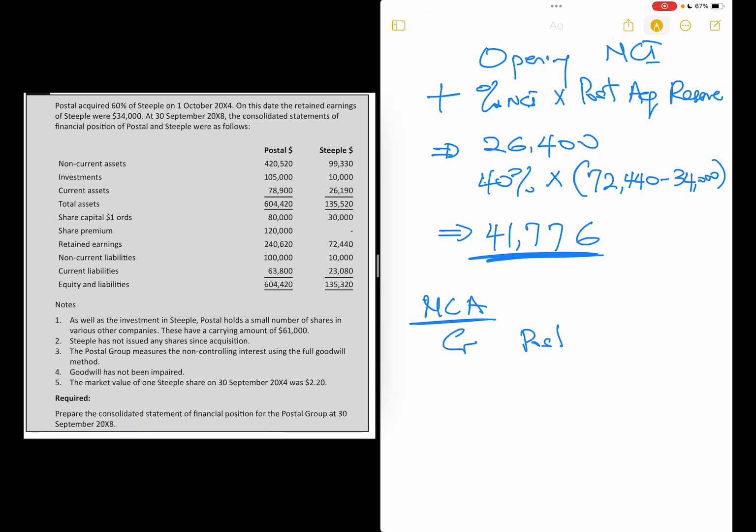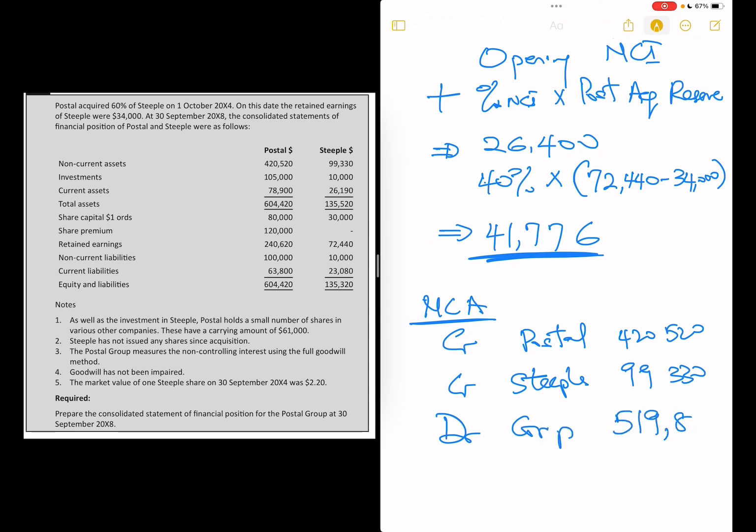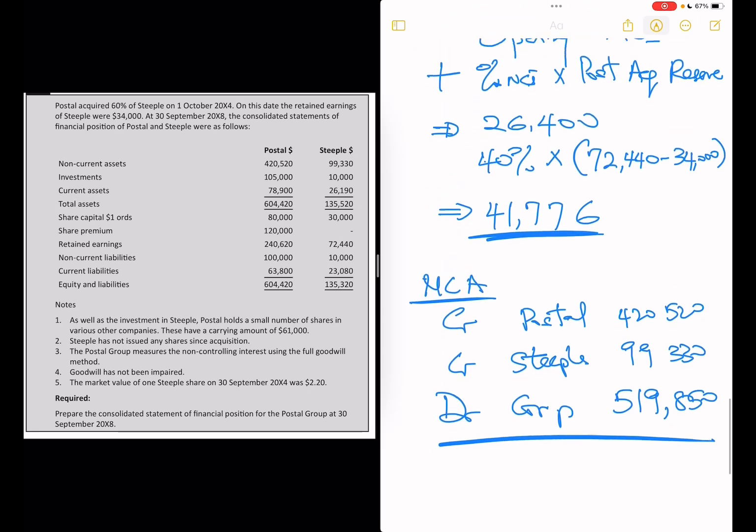So I'm saying credit poster account 420,520. Credit staple account 99,330. So I've removed it from the account. And where am I taking it to? I'm taking it to the group account. So I'm saying debit group account 519,850. That is what we are doing for every item that we have consolidated easily.